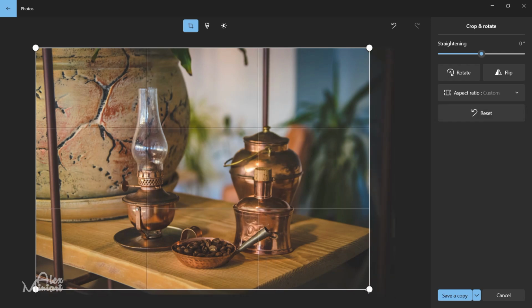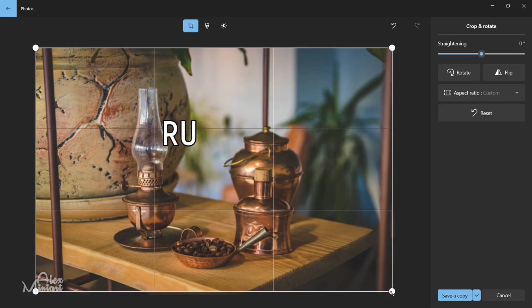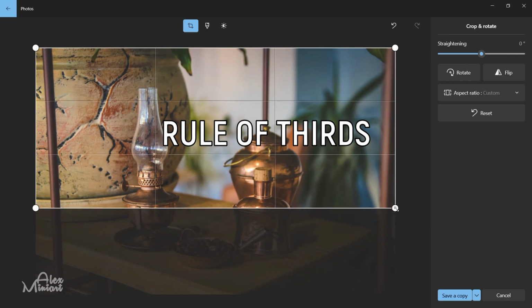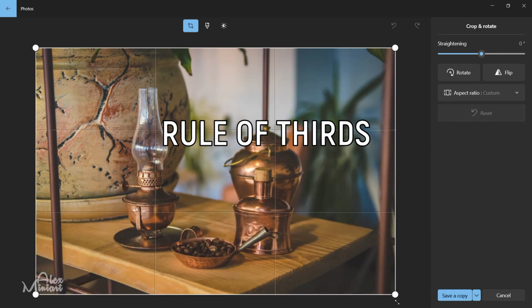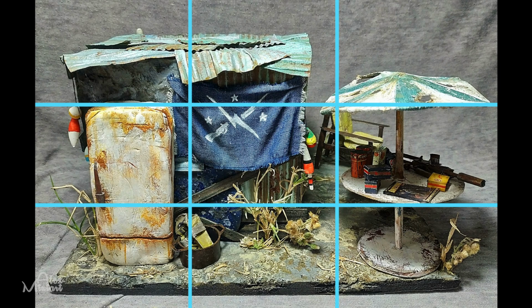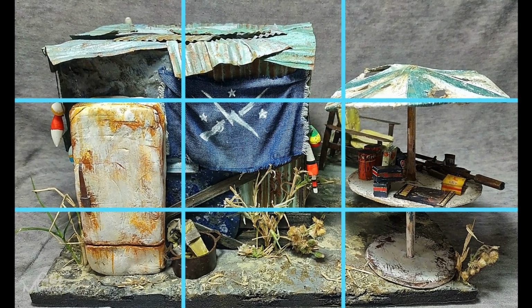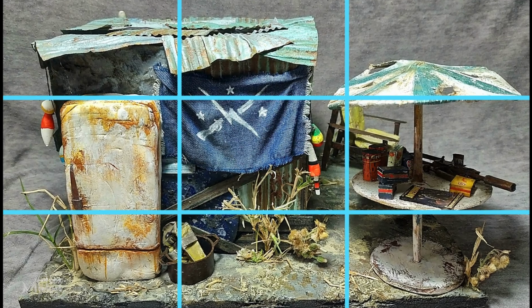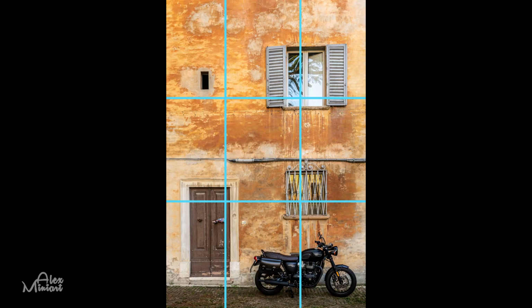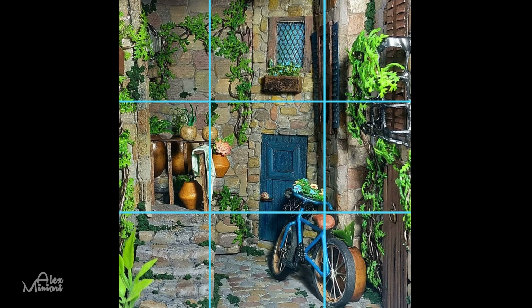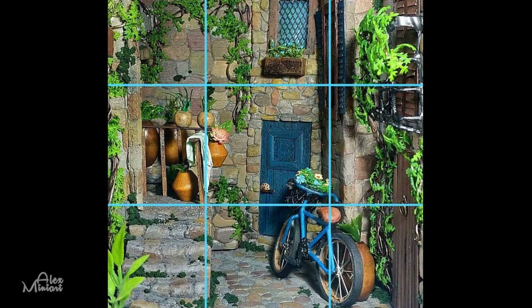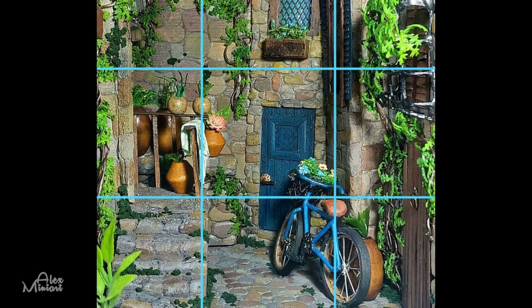Another way to create a strong composition is to use the rule of thirds. You've probably seen this template in editing apps. The rule states that an image can be divided into thirds both horizontally and vertically, creating 9 equal parts. The points where the lines intersect are where the viewer's attention is naturally drawn. By placing your focal point at one of these intersections, you can create a more dynamic and visually interesting composition.